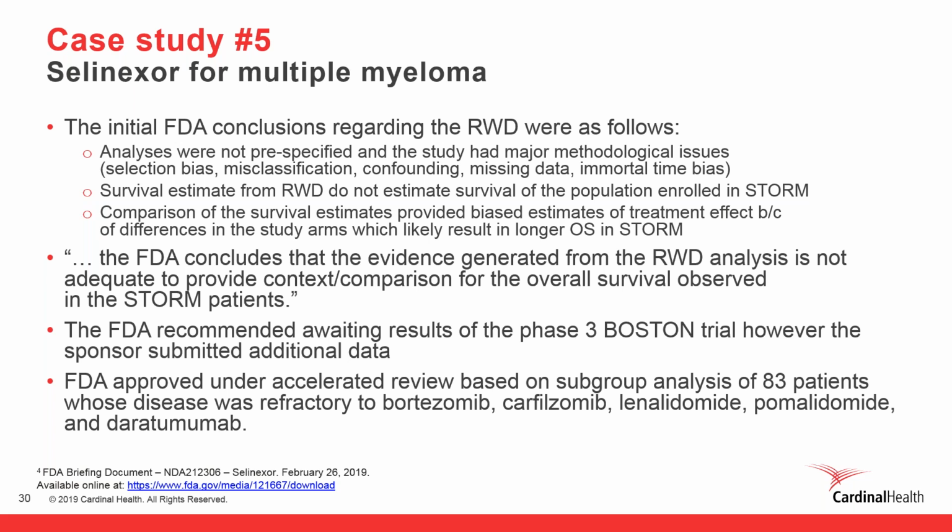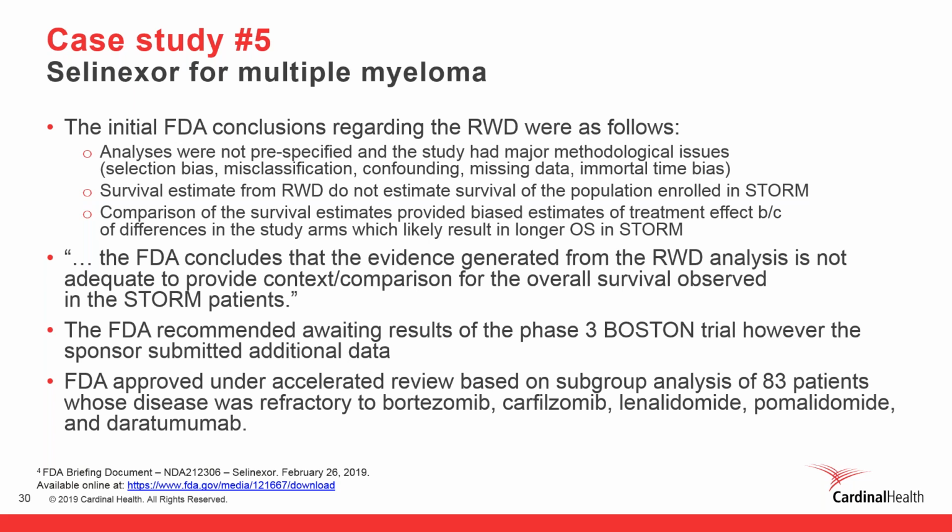Second was a selection bias type of issue, where the populations enrolled in STORM couldn't be appropriately matched to those who are coming from the real-world database. And so at that time, based off of that, the FDA concluded that the evidence generated for the real-world data analysis in combination with the STORM trial data was not sufficient to grant that approval. They recommended awaiting further results of an ongoing phase 3 trial called the Boston trial. And that was back in, I think, roughly April of this year.